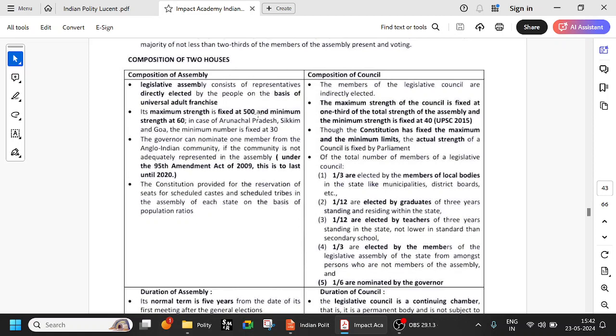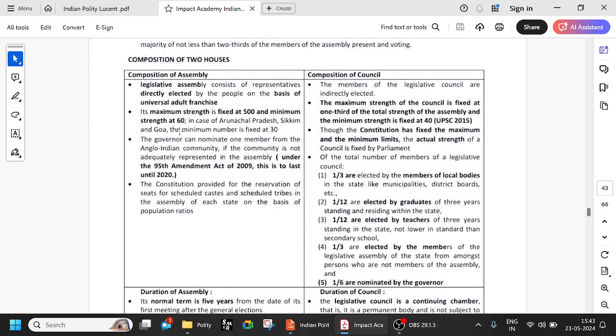Its maximum strength is fixed at 500 and minimum strength at 60. We have seen in the parliament the maximum is right now 552. In the case of assembly the maximum is 500, and currently there are, as we have seen, 545 members in the current Lok Sabha. The maximum strength of the council is fixed at one third of the total strength of the assembly, and minimum strength is 40.